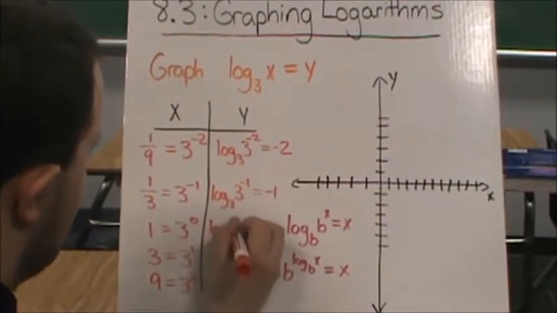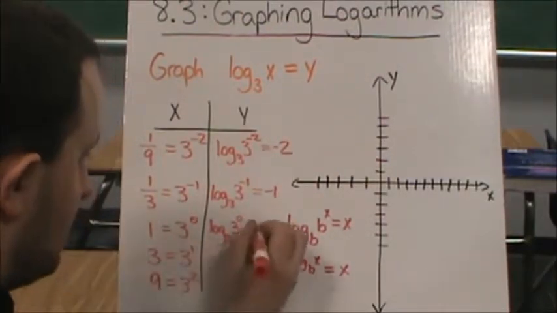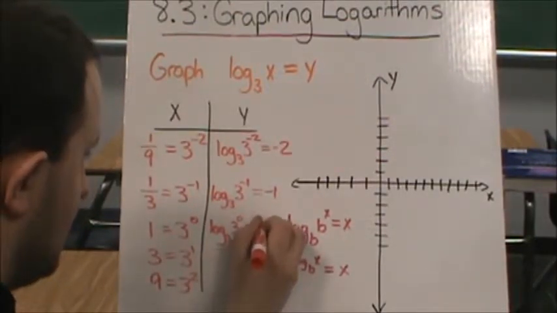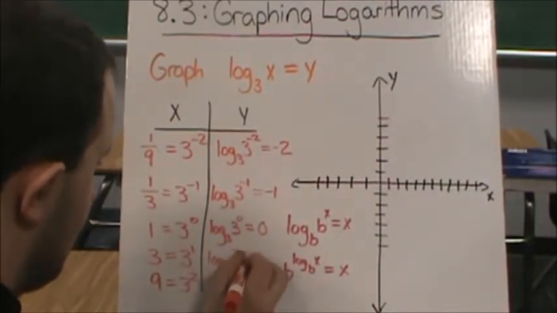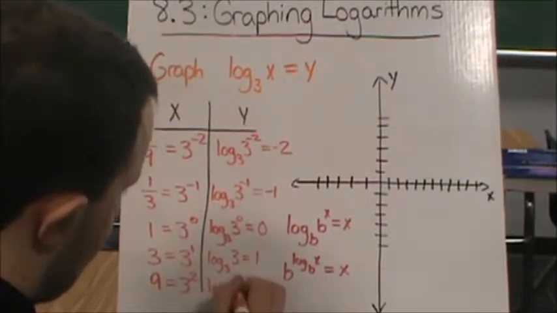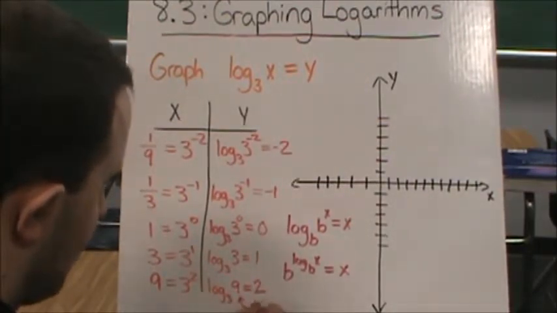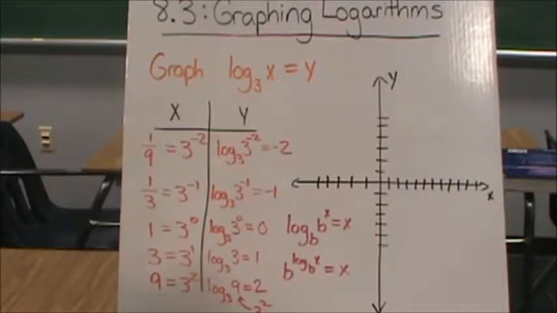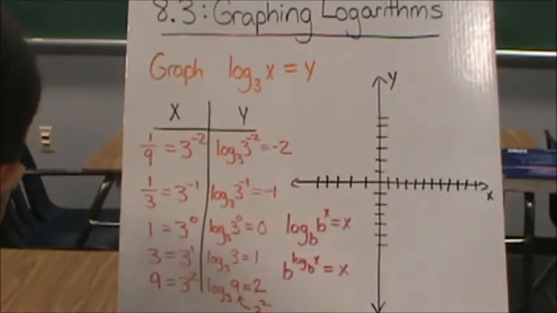Log base 3 of 3 to the 0 will give us 0. Log base 3 of 3 will give us a 1. And log base 3 of 9 will give us a 2, because 9 you could really rewrite as 3 squared. So now we have the points.